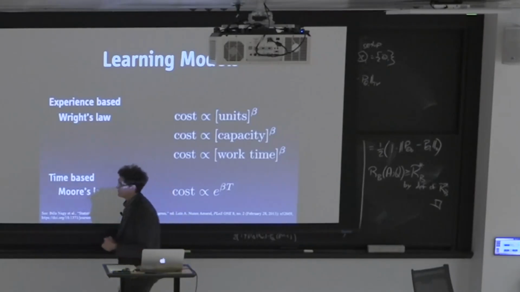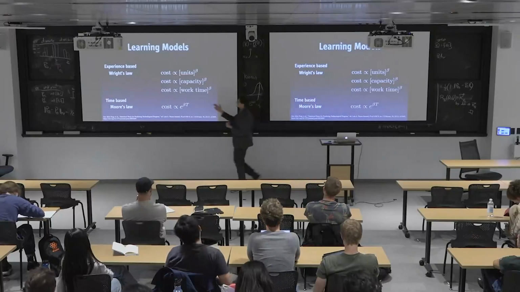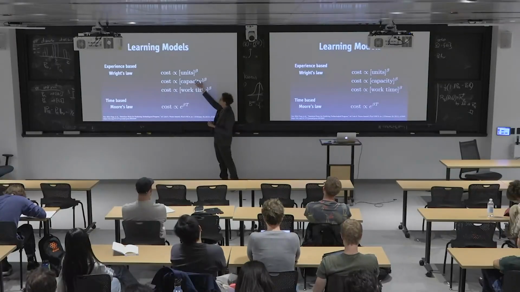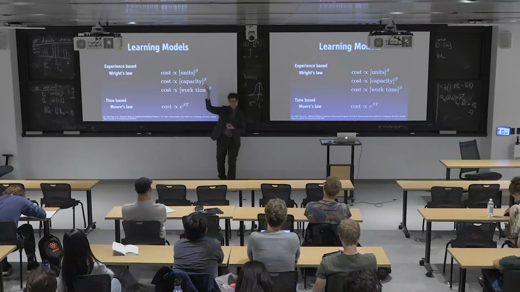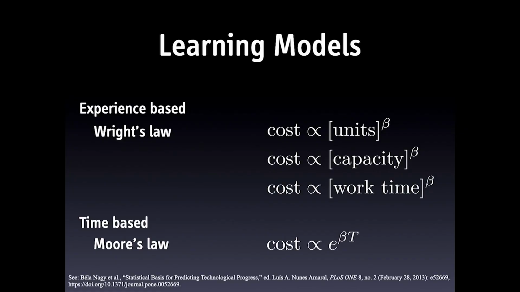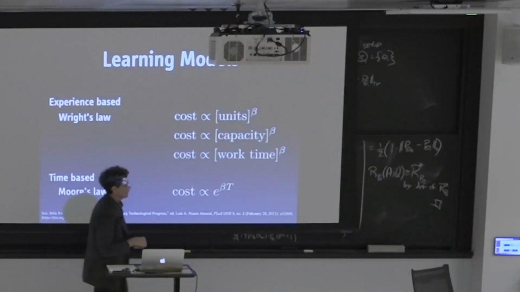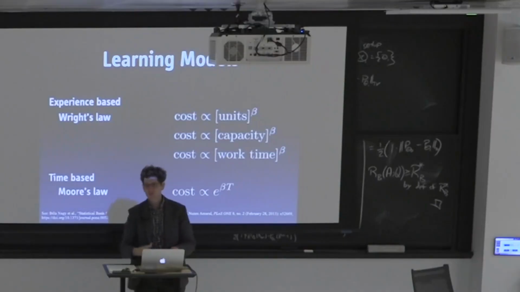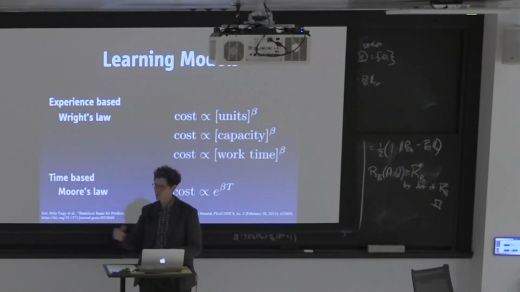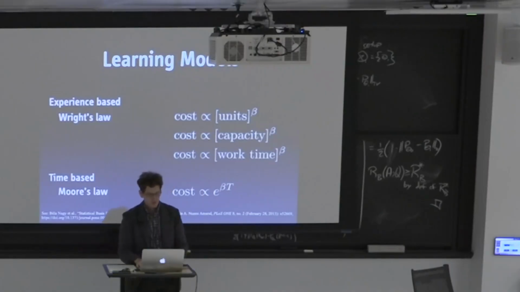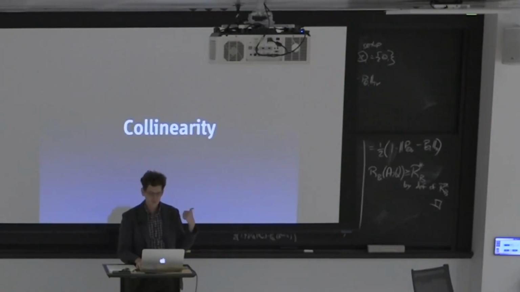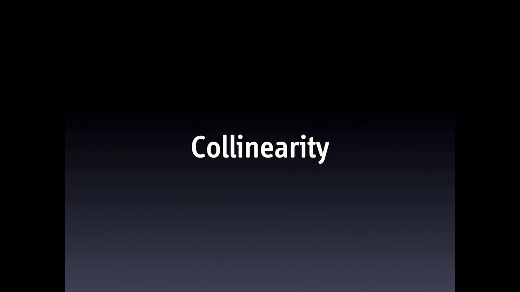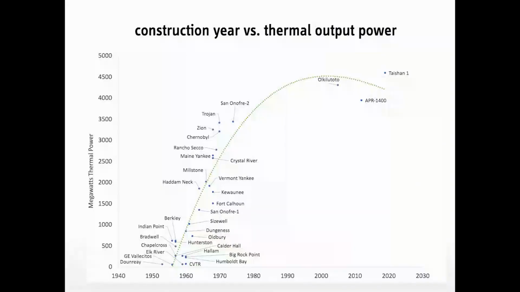The problem with just having a simple cost model that looks like this, where the cost is the number of units I built to some exponent, which is to say, if the exponent were negative, the cost comes down by the same amount for every doubling or every tripling of capacity, because it's logarithmic. The problem is that you can't really solve this equation because of something called collinearity. So let me just show you what I mean.